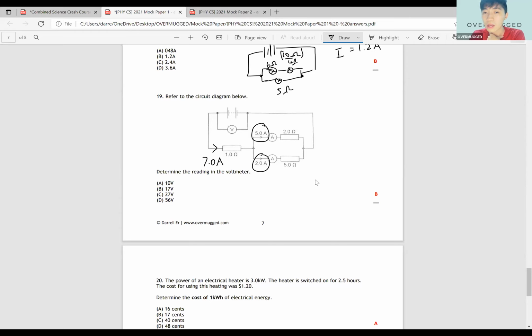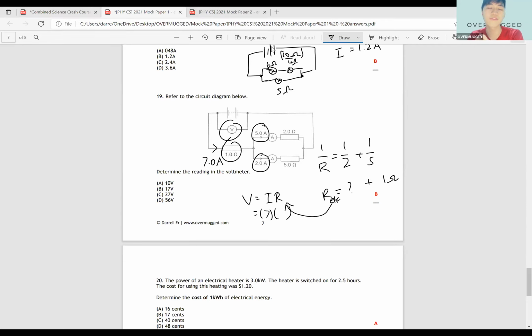Why do I say so? It's because all you need to calculate next is the resistance. Then I just need to take IR, then I can find V. How much is the resistance? I settle this 2 and 5 first. So 1 over 2, 1 over 5, 1 over R. After you find how much is your R effective, you just need to plus 1. Why? Because there's a 1 ohm resistor here. Once you find R, you use V equals to IR, where I is 7, then you have your R. You can find how much is your EMF.